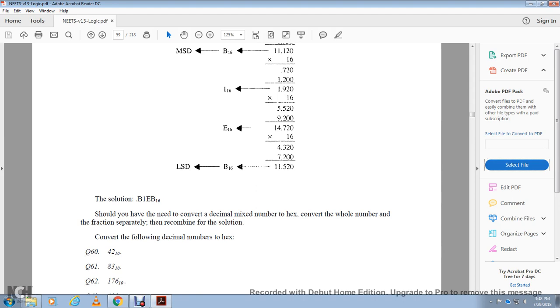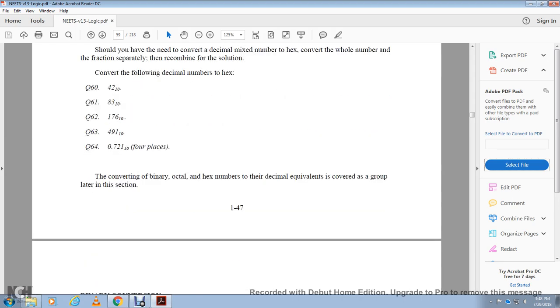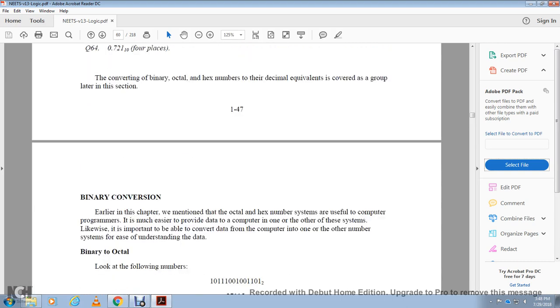If you need to convert a decimal mixed number to hex, convert the whole number and the fraction separately, then recombine the solution. Convert the following decimal numbers to hex. Converting binary, octal, and hex numbers to decimal equivalents is covered as a group later in this section.